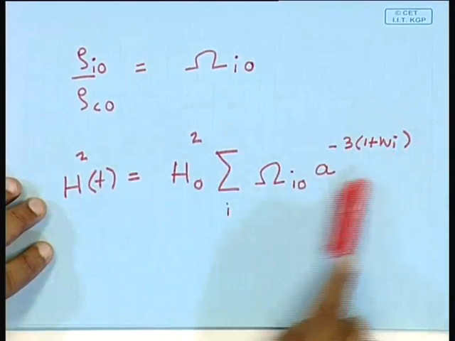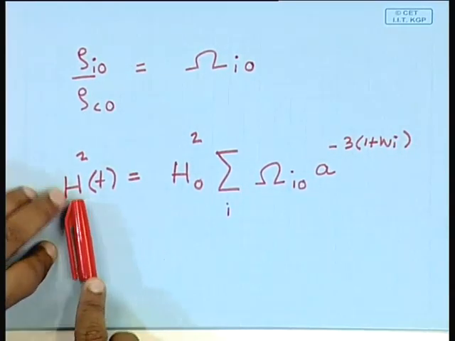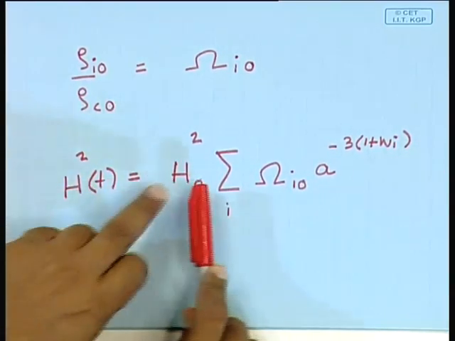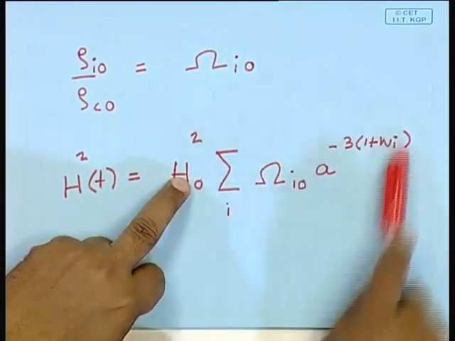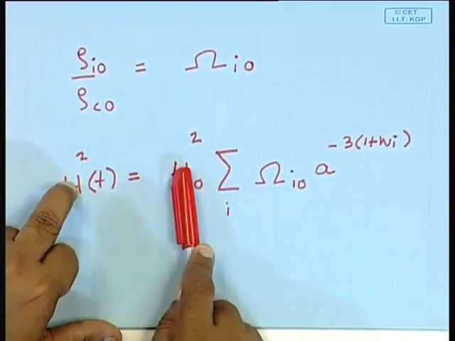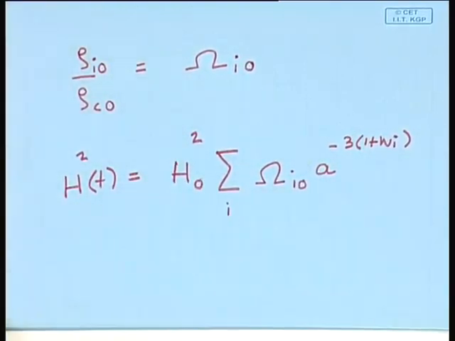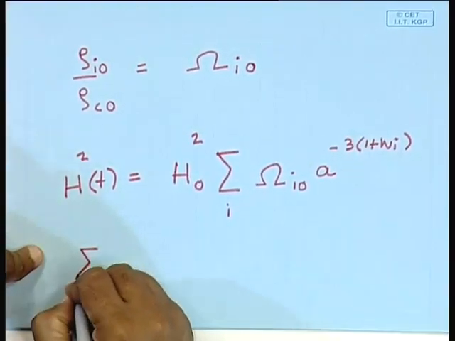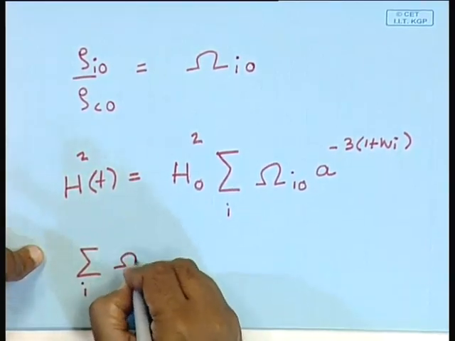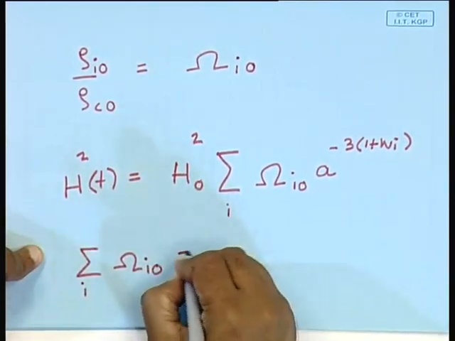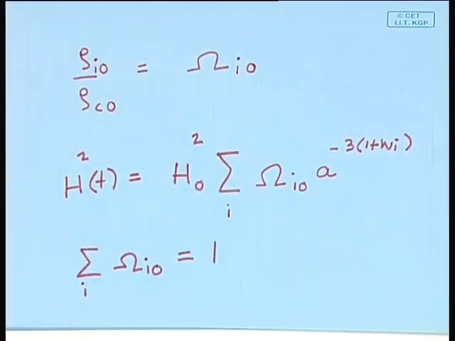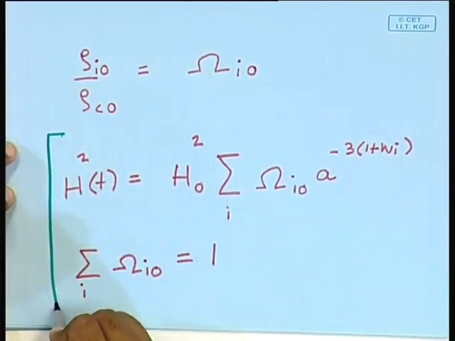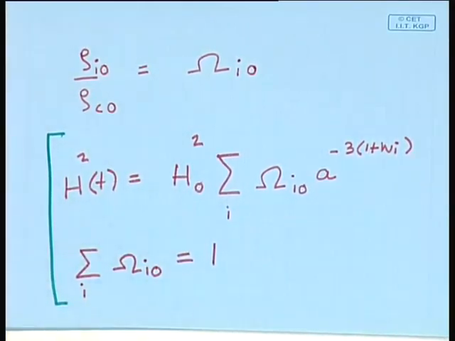Now, if I take this equation and apply it at the present epoch, the left hand side is H naught square, and the right hand side also has H naught square into this. H naught square cancels out from both, and the scale factor at present is 1. So, it leads us to this requirement that omega i naught is equal to 1. These two equations together tell you the complete information about the expansion history of our universe.